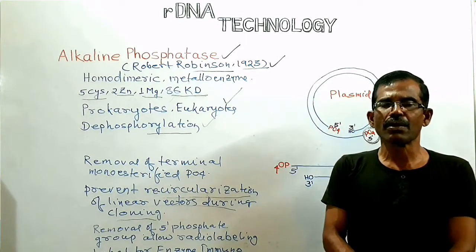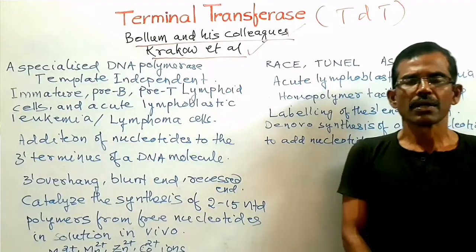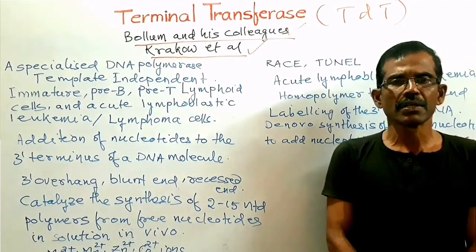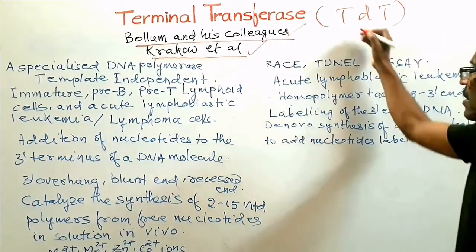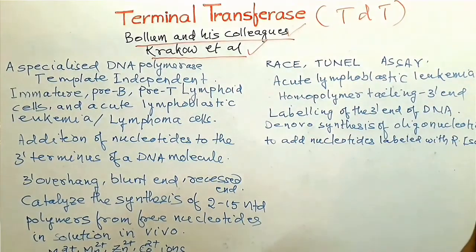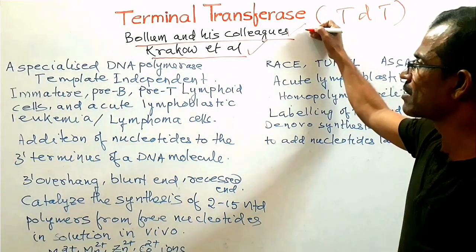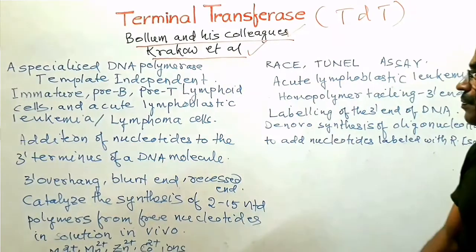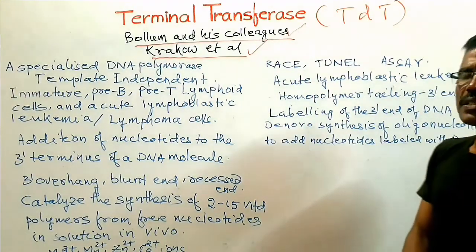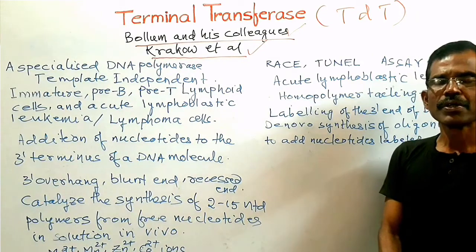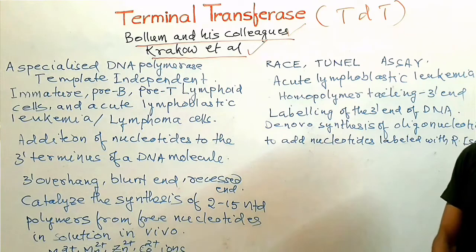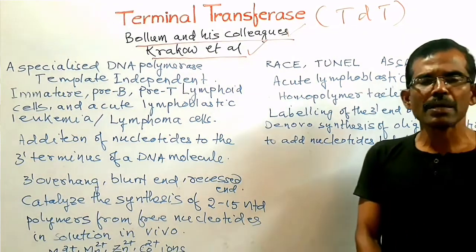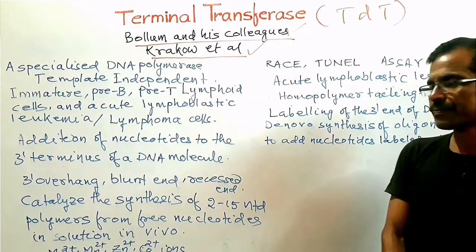Now we shall discuss terminal transferase. Terminal transferase is an enzyme that is also known as terminal deoxynucleotidyl transferase (TdT). This enzyme was discovered independently by Bollum and his colleagues and also by Krakow et al. Terminal transferase is a specialized DNA polymerase. It is template independent. Its function is to add nucleotides to the 3' terminus of a DNA molecule.